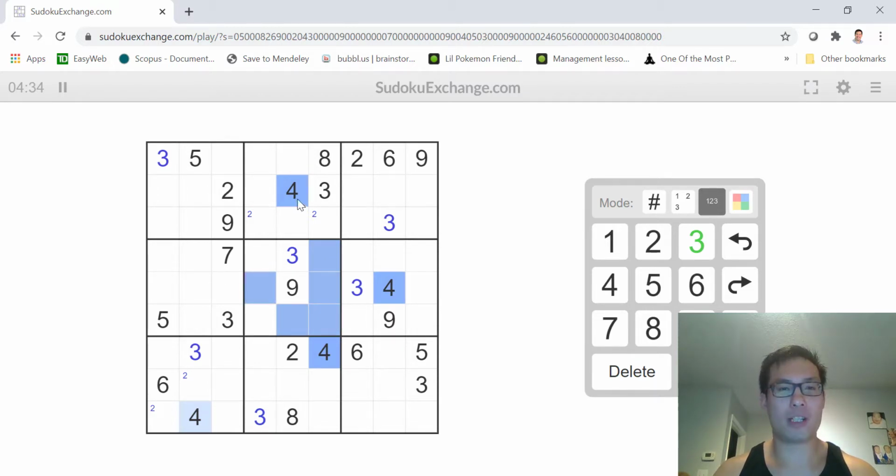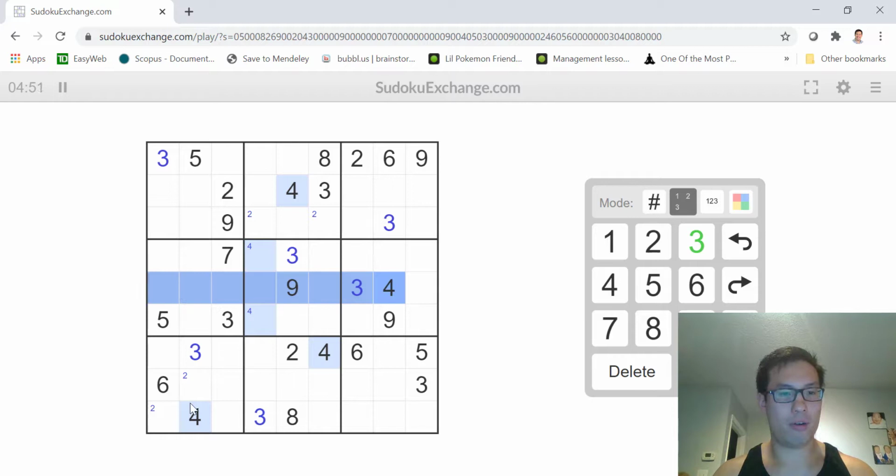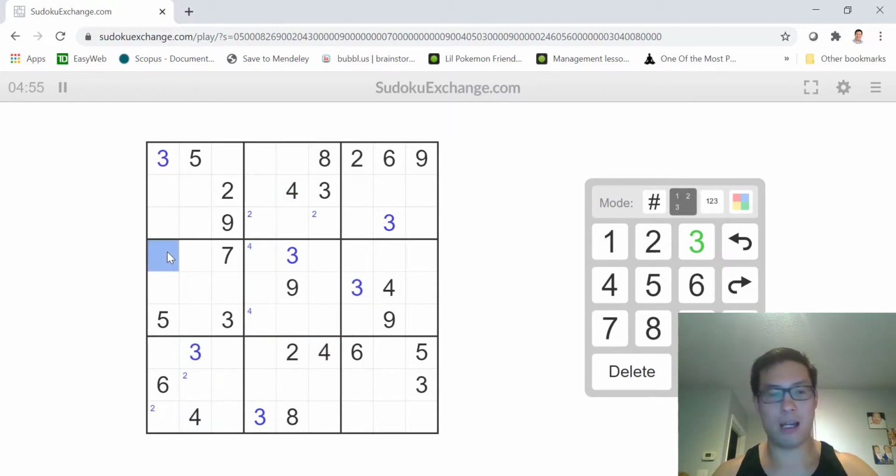So I know that 4s cannot go here because of this 4, along here because of this 4, and down here because of this 4. So that means that 4 can only go here and here. So I'm going to put 4s there. Switch that over. 4s cannot go here. 4s cannot go here. So that gives me a straight up digit. So that is a 4.